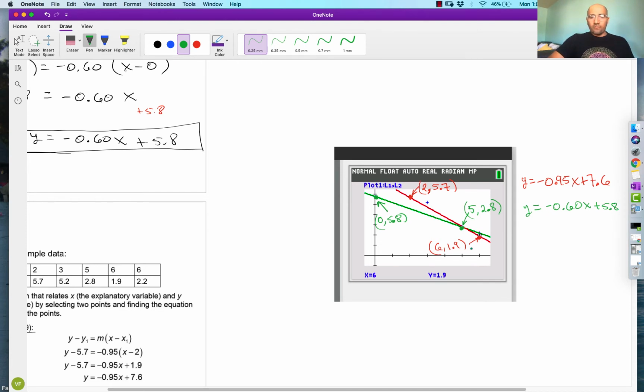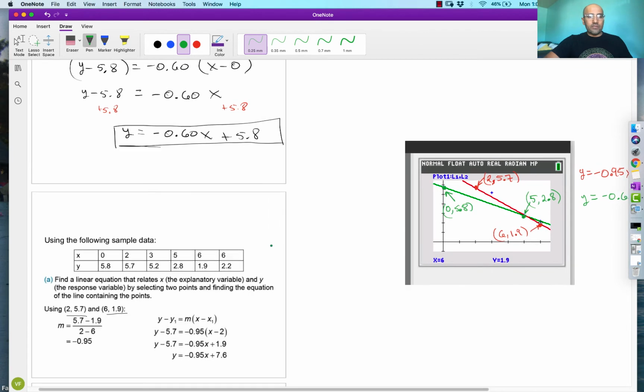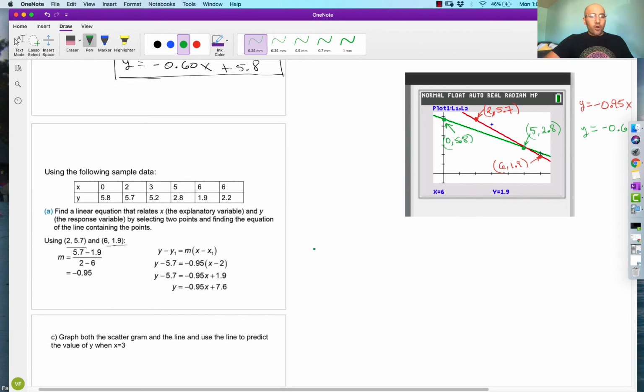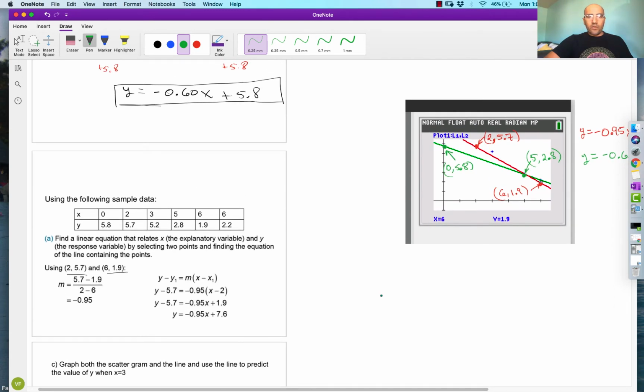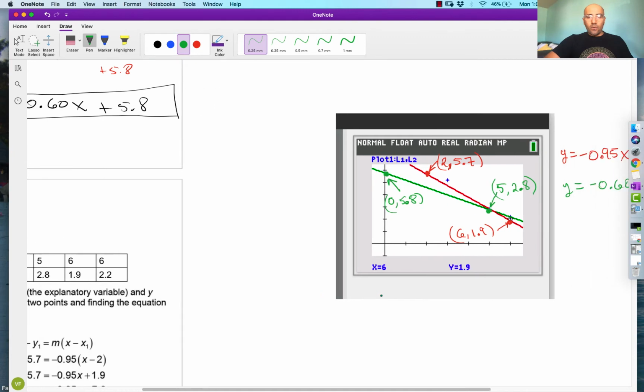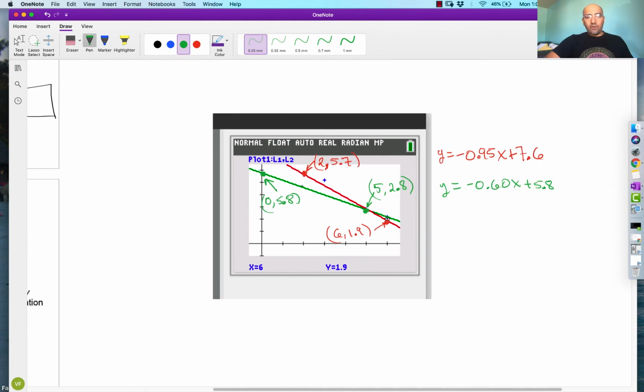Okay, two perfectly good guesses for a line that expresses the negative linear relationship that exists between these two variables. So graph both scattergrams with the line, and then use our results to predict what happens when x equals 3. That's where we really get to the heart of all this. We want to be able to figure out a linear approximation, a line that expresses that negative linear relationship, so that we can use that line to guess the outputs of new inputs, right?